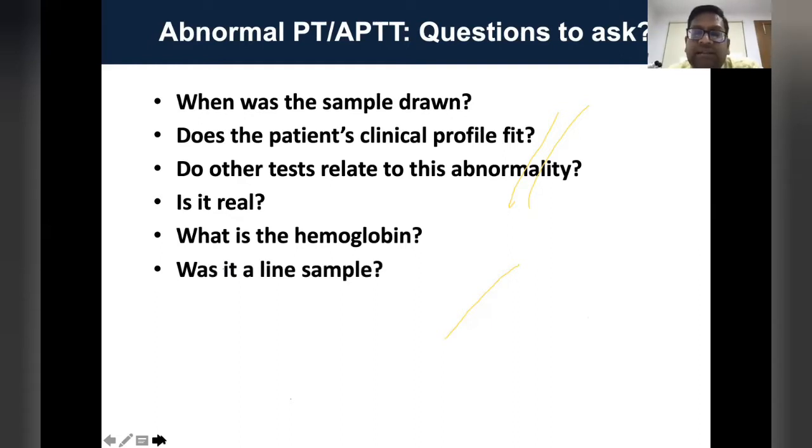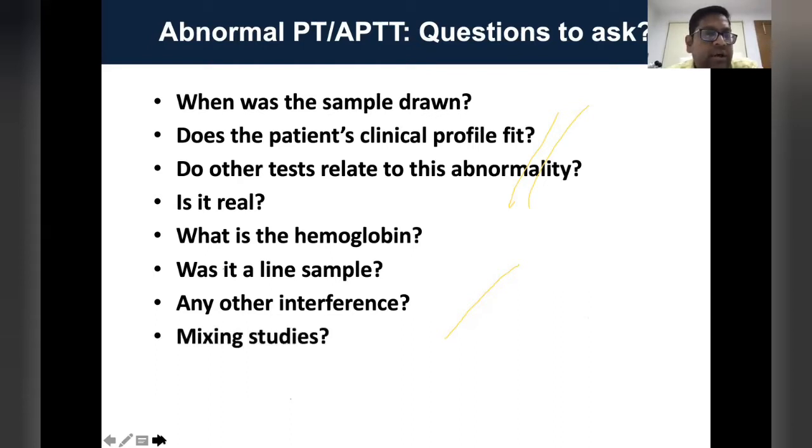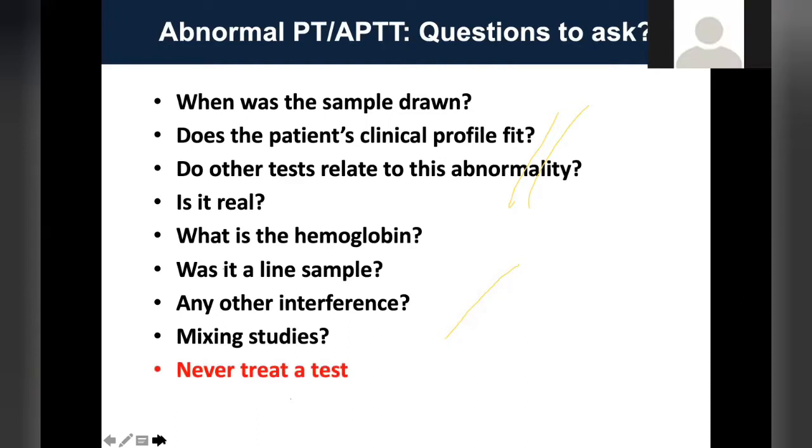Was it a central line or peripheral line sample, or a sample that has been collected where saline is being infused from the same hand? Any other interfering factors like hemolysis, lipemia, icterus? Do I need to do a mixing study? Remember, never ever treat just a test or just a test result.